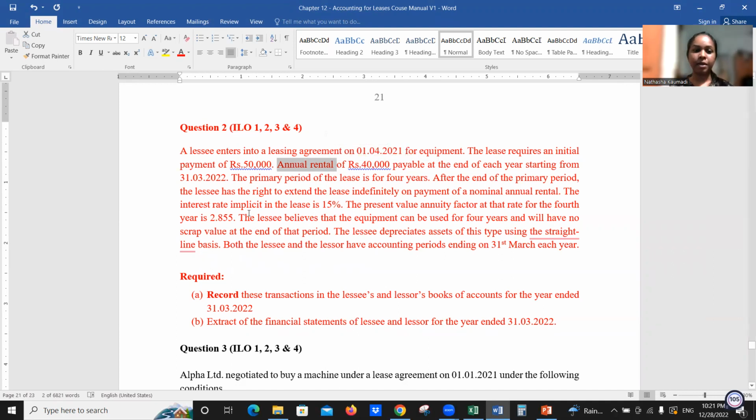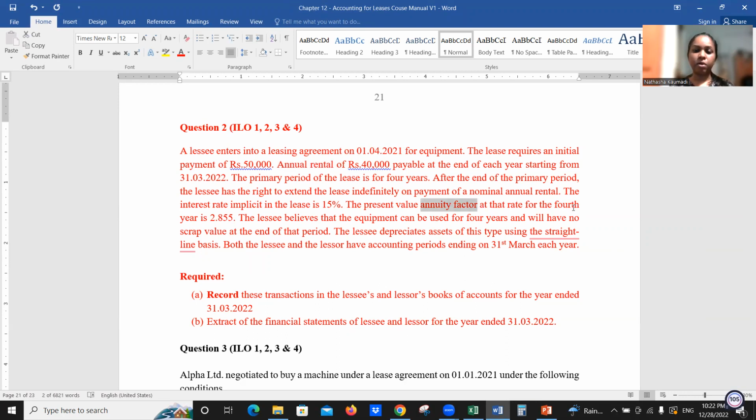After the end of the primary period, the lessee has the right to extend the lease indefinitely on payment of a nominal annual rental. The lessee has the right to extend the lease by paying a nominal lease rental. The interest rate implicit in the lease is 15%. The rate given in the agreement is 15%. The present value annuity factor at that rate, 15%, for the 4th year is 2.855.